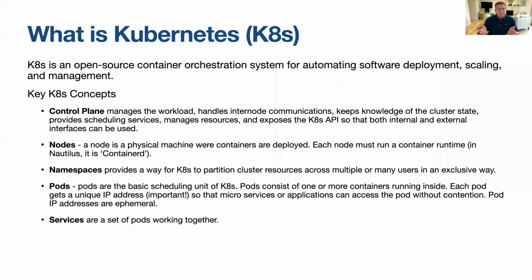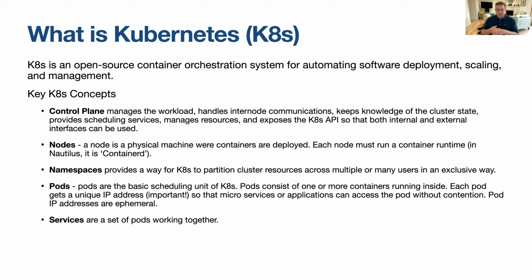A node is a physical machine where the containers are deployed. Each node has to have a container runtime. On Nautilus, it happens to be containerd, but containerd and Docker and Kubernetes are all pretty much interchangeable.